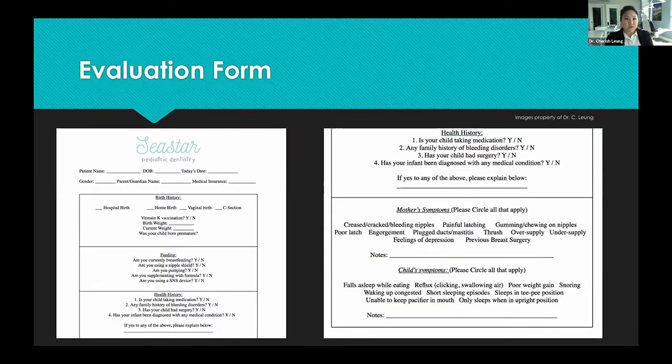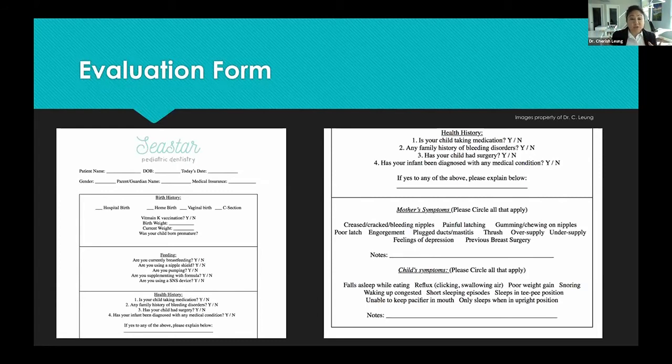This is the evaluation form we use, especially for newborns. For toddlers, like I said, a little bit different, but for newborns, just your birth history. Did they have their vitamin K vaccination at birth? Because you don't really want to have those issues with bleeding. You don't want to have post-op issues if you can avoid it. So you want to know if they had that.